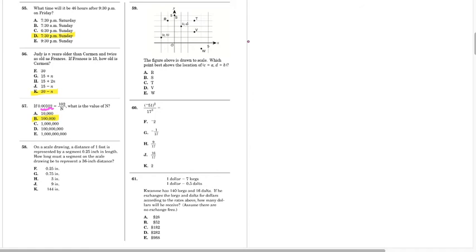58. On a scale drawing, 1 foot is represented by 0.25 inches. So 0.25 inches equals 1 foot. Actually, let's make it: this is a scale, and this is reality. How long must the segment on the scale drawing be? So we want to find this part. 36 inch distance, but we have this in feet, so we need to change this to 3, because 36 inches equals 3 feet. So the multiplier is just 3 here. 1 times 3 is 3. So 0.25 times 3 equals 0.75, which is G.